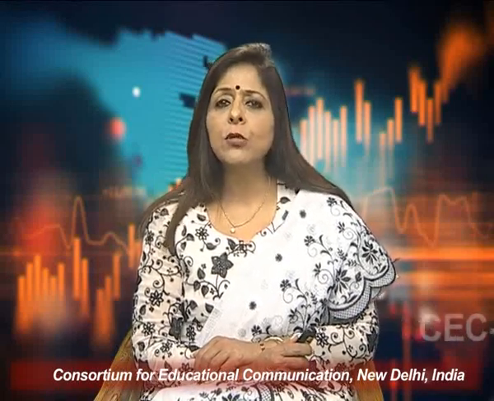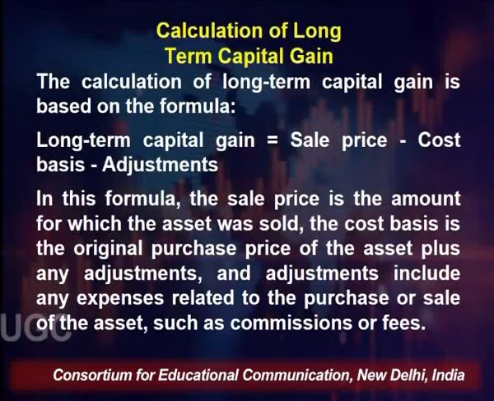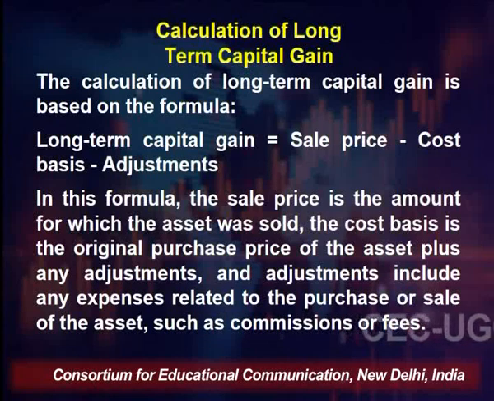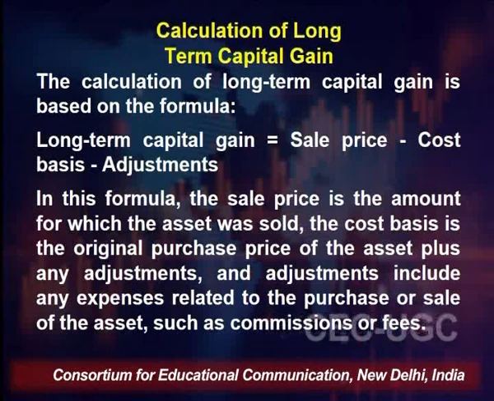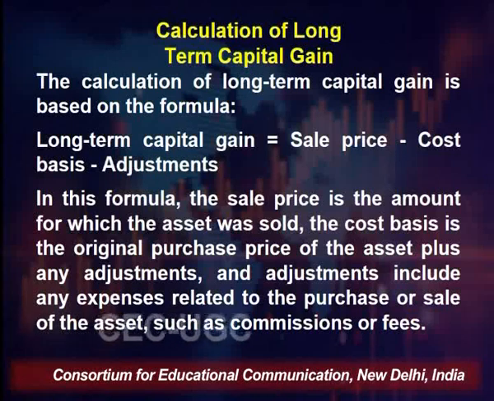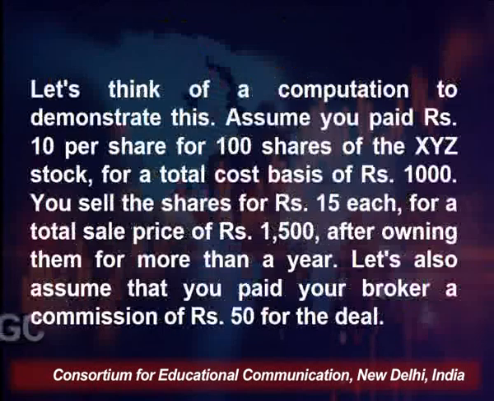The calculation of the long-term capital gain is based on a particular formula. The long-term capital gain is equal to the sale price minus the cost basis and minus the adjustments. In this formula, the sale price is the amount for which the asset was sold. The cost basis is the original purchase price of the asset, and adjustments include any expense related to the purchase or the sale of the asset, such as the commission or the fees.